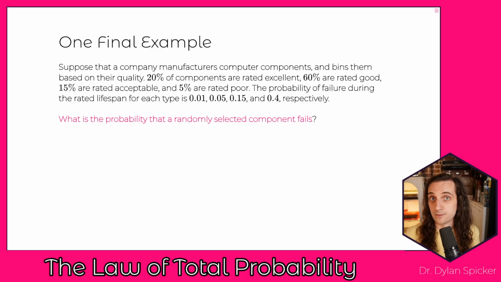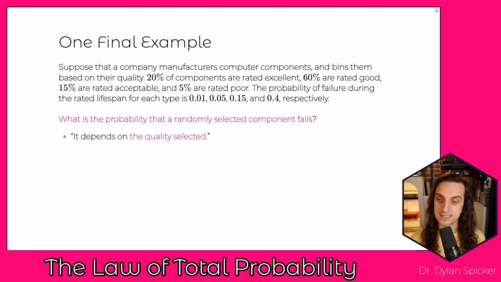Okay. And so again, what's the probability that a component selected at random fails? Well, it depends on what type of component we select, right? Because we know if we select a highest quality and excellent quality, it has a 1% chance of failing. If it's good quality, it's a 5% chance. If it is acceptable, it's a 15%. And if it's a poor quality, then it's a 40% chance of failure, right? So conditionally, we know all of these things. And so then as soon as it depends, then we're thinking, well, why don't we use the law of total probability here, right? And so we can actually work through this full example.